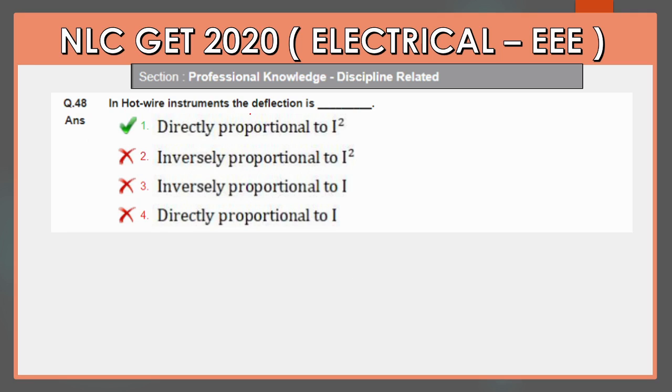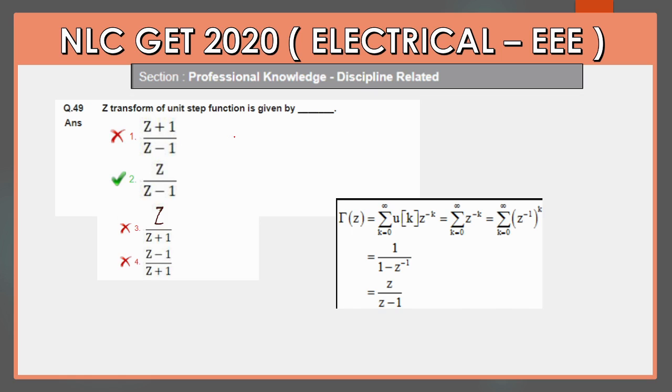In hot wire instrument, the deflection is proportional to dash. Answer is first option. This is also a direct formula based question. Next question, Z transform of unit step function is given by. This is also a direct formula based question. So Z transform of unit step response, you can write 1 by 1 minus Z inverse, or you can write Z by Z minus 1. So the second option is right.